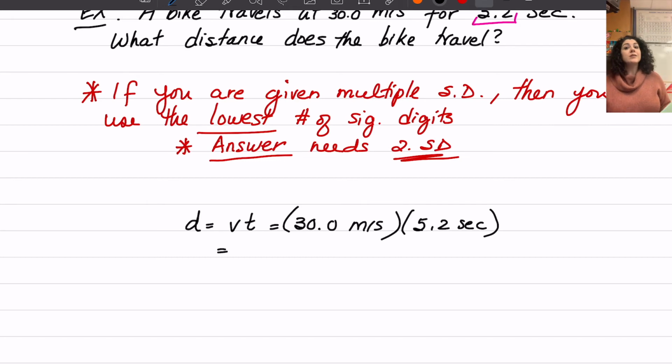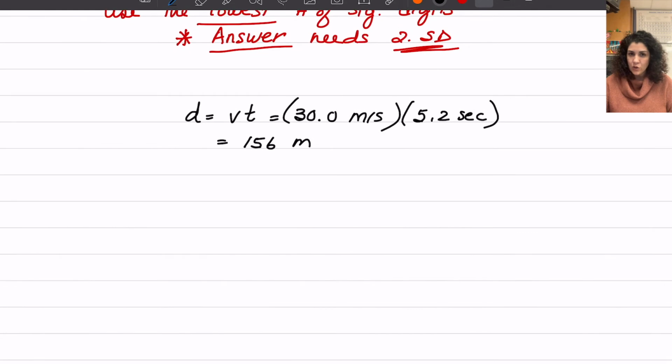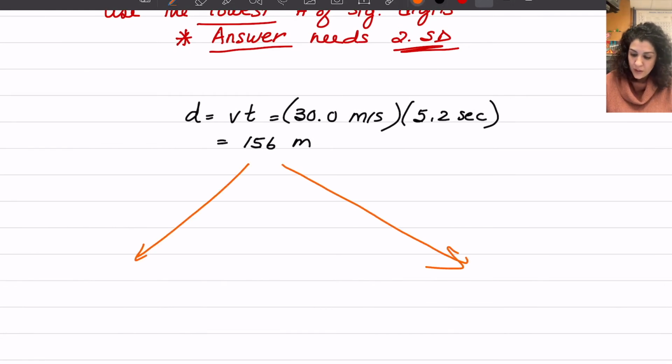And so when it's all said and done, what I see is that the answer here is going to be 156 meters, okay? So when I look at my calculator, the answer is 156, which is 3 significant digits. I need my answer to have 2. So how do I go about writing this in 2 significant digits? Well, I can do it 2 ways, okay? So I'm gonna give you 2 different ways.